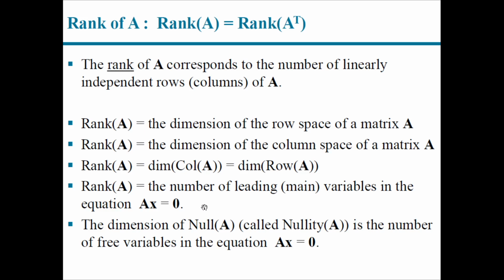Another observation: when we are solving Ax equals 0, the homogeneous equation, rank corresponds to the number of leading or main variables. The nullity, the dimension of the null space, is the number of free variables in the equation Ax equals 0. So you see there's a link between rank and nullity of A. Rank is the number of main variables or leading variables, and nullity is the number of free variables. So when we add them, we get the total number of variables. There's a theorem about that.